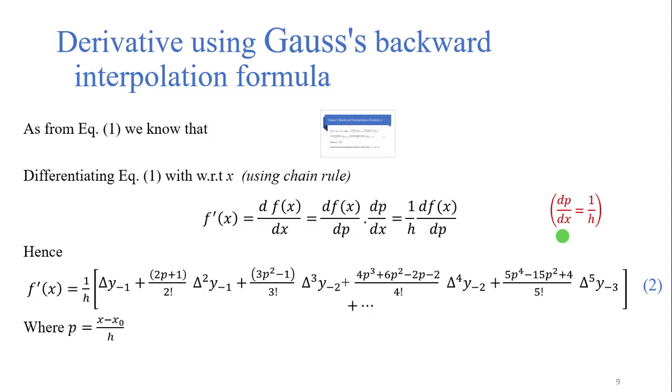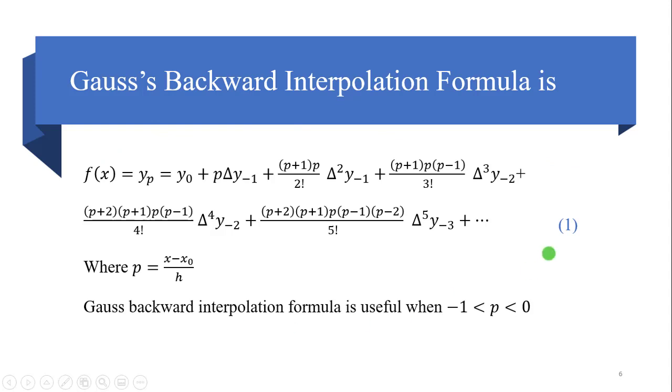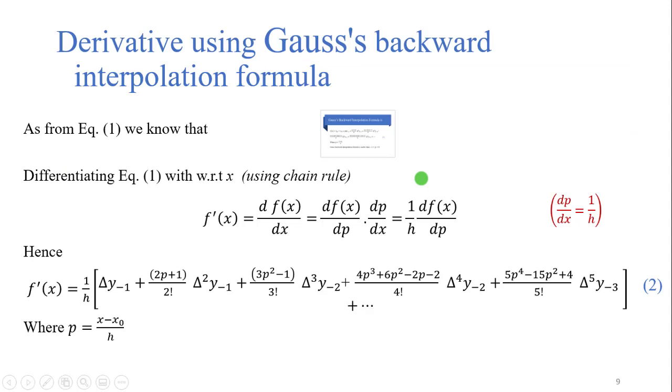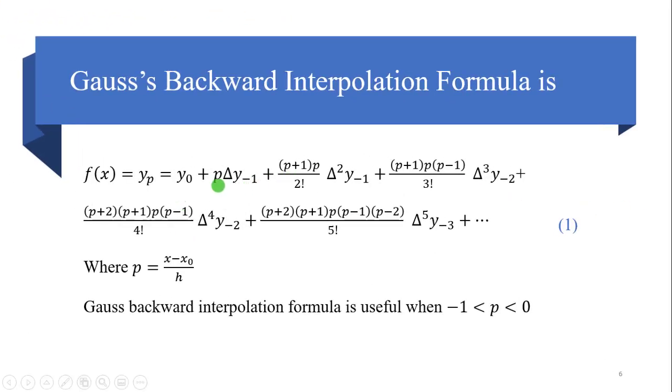Now differentiating equation 1, which is the Gauss backward interpolation formula, we will differentiate equation 1 with respect to x, as equation 1 contains all the variables in terms of p, and p also depends upon x. So to find the derivative of the function with respect to x, first we will use the chain rule. First we will find the derivative of the function with respect to p, and then we will differentiate p with respect to x.